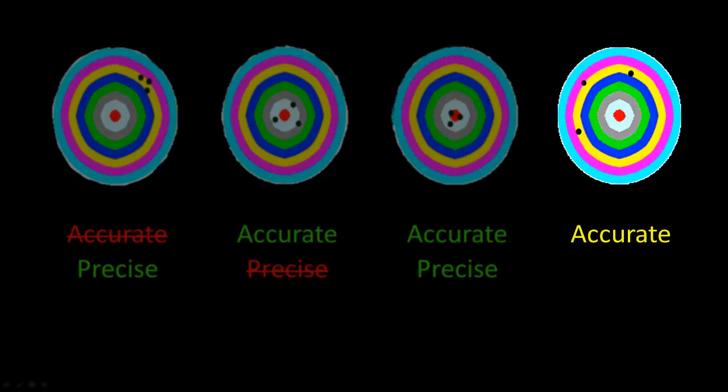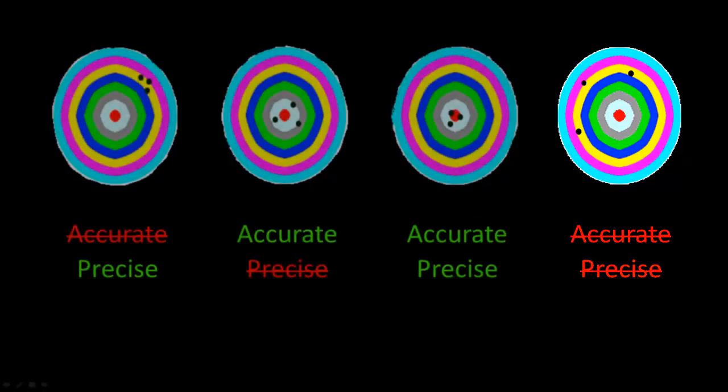In our last example, is the average of the data points close to the standard or center of the bullseye? No, it is not, so it would not be considered accurate. Are the data points close to one another or within the distance of one marking? No, they are not, so they would not be considered precise.